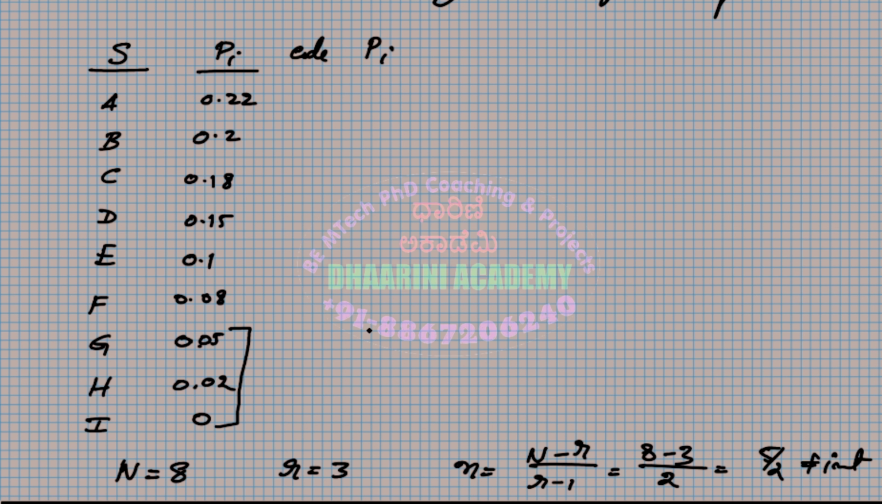So what happens now when I add them together? I get 0.07. So I will write all the others as it is: 0.22, 0.2, 0.18, 0.15, 0.1, 0.08, and this is 0.07. Correct? Add these three. So what you get? 0.25, right?